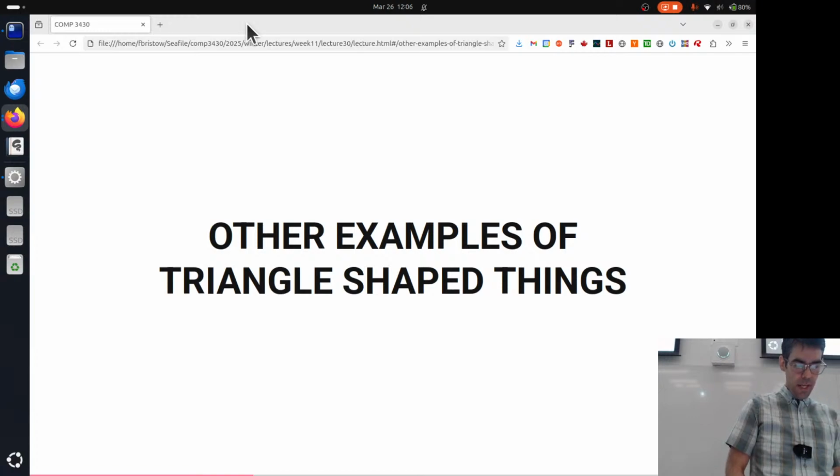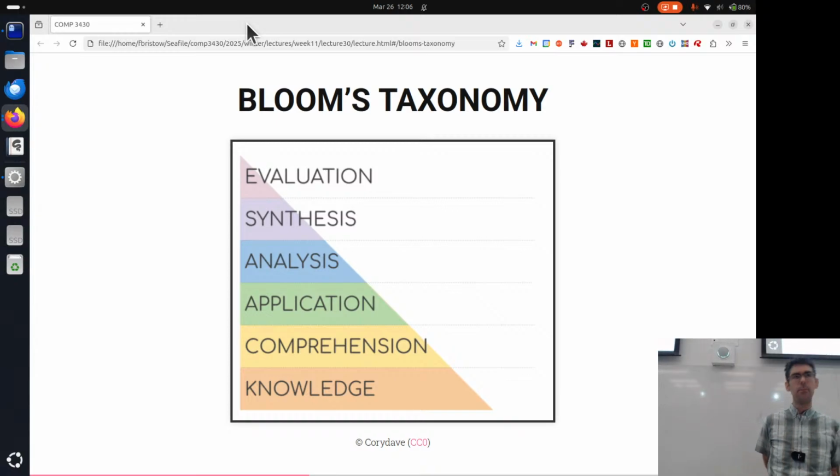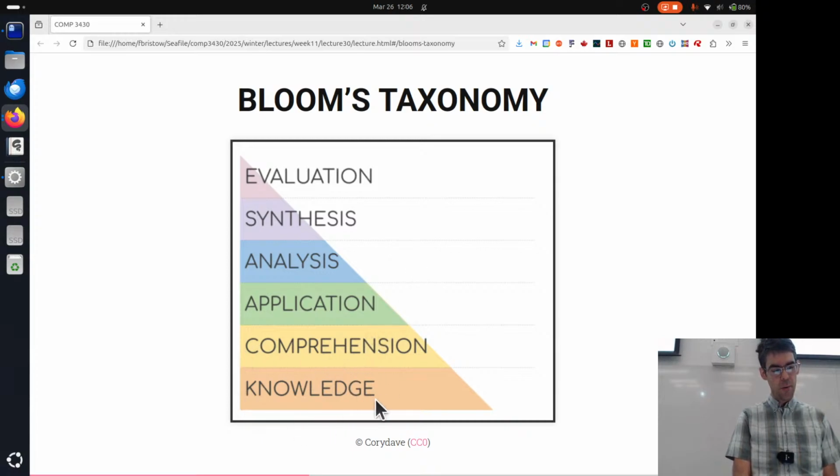Here are some other things that are shaped like triangles. This is Bloom's taxonomy. Bloom's taxonomy is something that is used when we're teaching people, in terms of their ability to synthesize new things, evaluate things, or do things like memorize something for a test. That is at the very bottom of Bloom's taxonomy. In third and fourth year courses, we're trying to get closer to the top, as opposed to the bottom, where you usually are in grade 4.